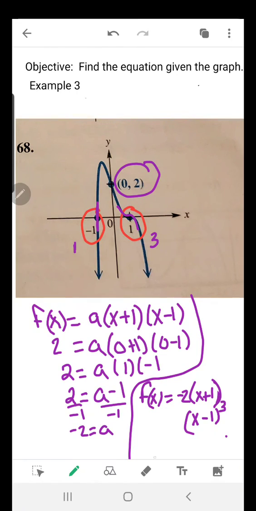So again, if I could squeeze it in right here, try to squeeze it in at the bottom here so we could see the equation. It's f of x is equal to -2 times x plus 1 times x minus 1 cubed. And that's our final answer.